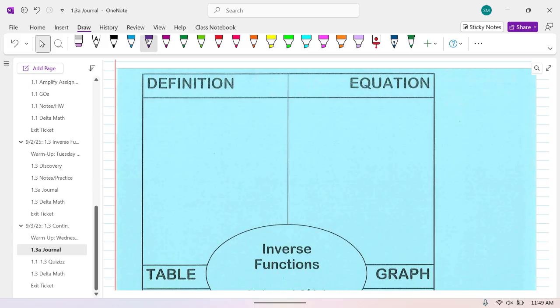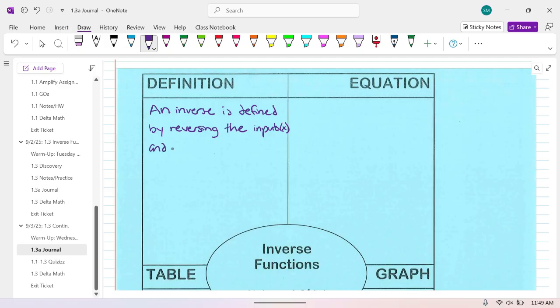So if we put that into words, an inverse is defined by reversing the inputs, which remember that's just another word for x, and the outputs, which is another word for y, of a function.